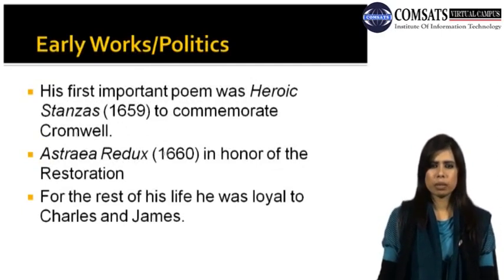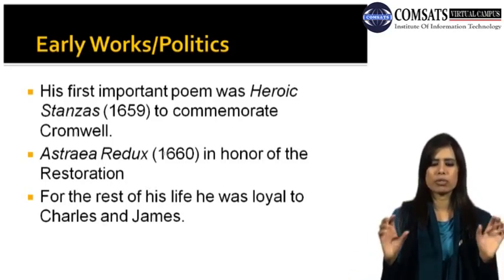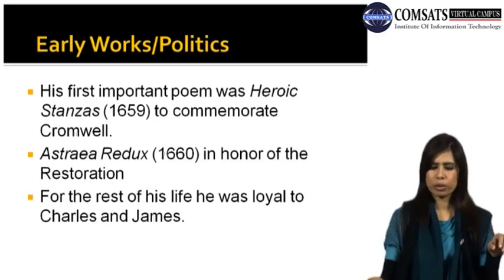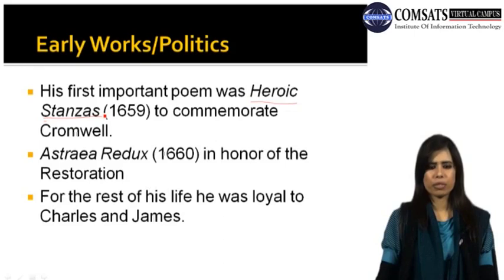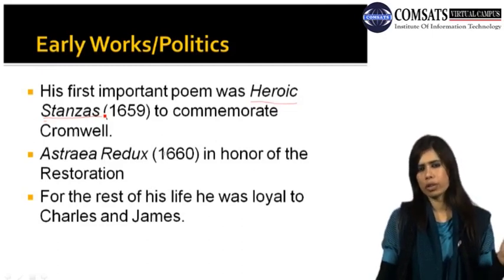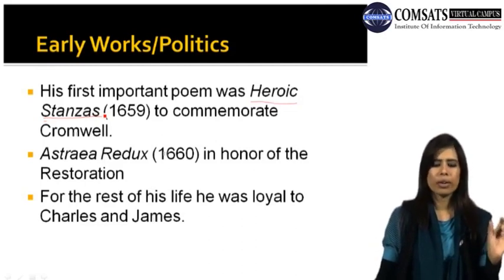Early works plus politics. His first important poem was Heroic Stanzas, written in 1659 to commemorate Cromwell. So basically, this is his first poem. You can note down the name of the poem: Heroic Stanzas, written in 1659. Another work by Dryden was Astrea Redux, written right after 1 year of Heroic Stanzas in honor of the Restoration. So basically, he was very much in favor of the Restoration, so he wrote this book.